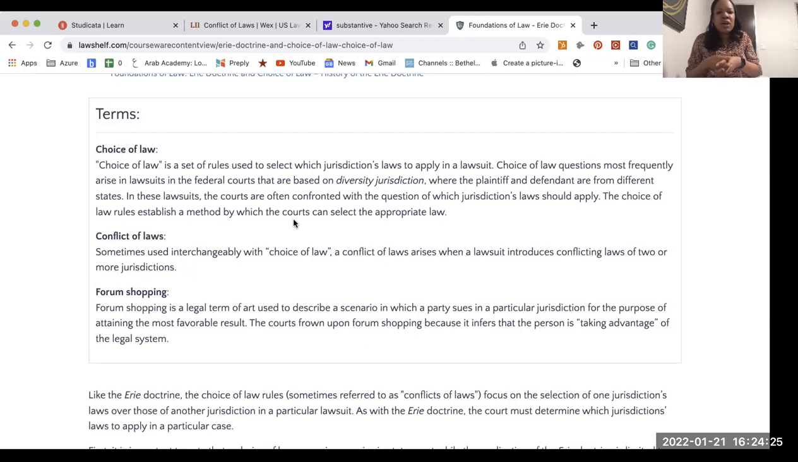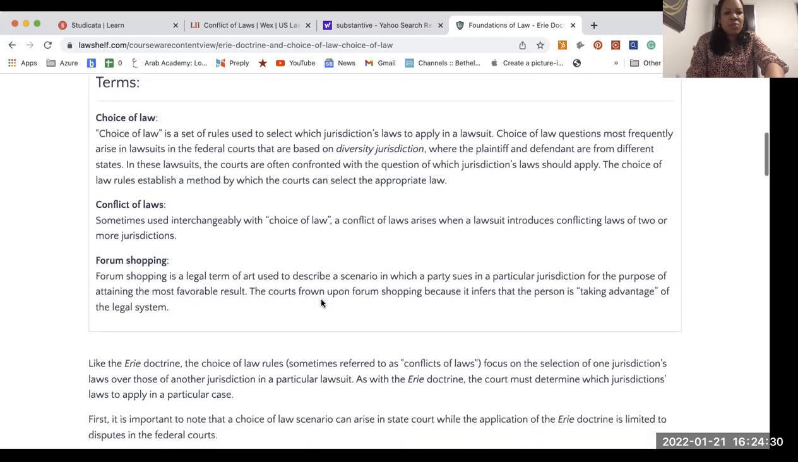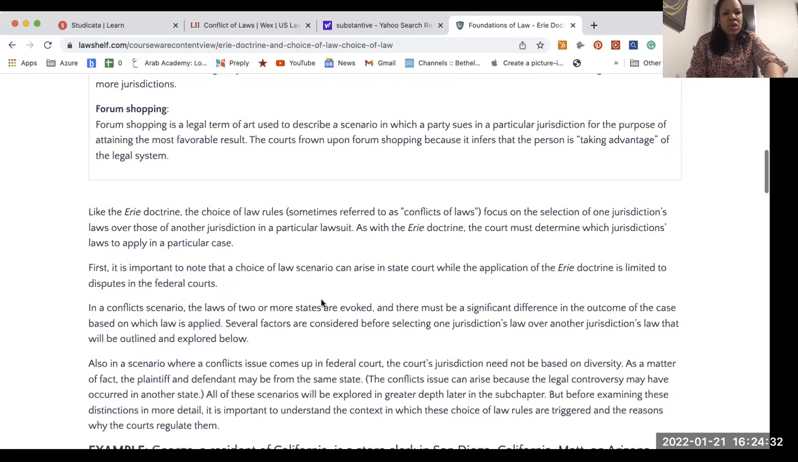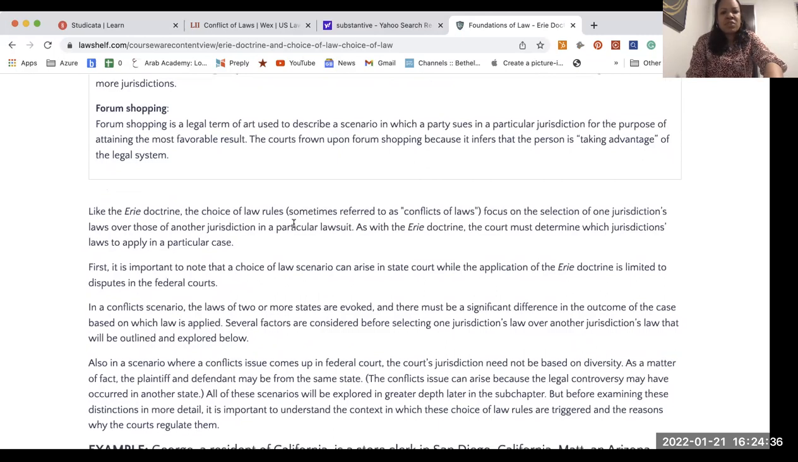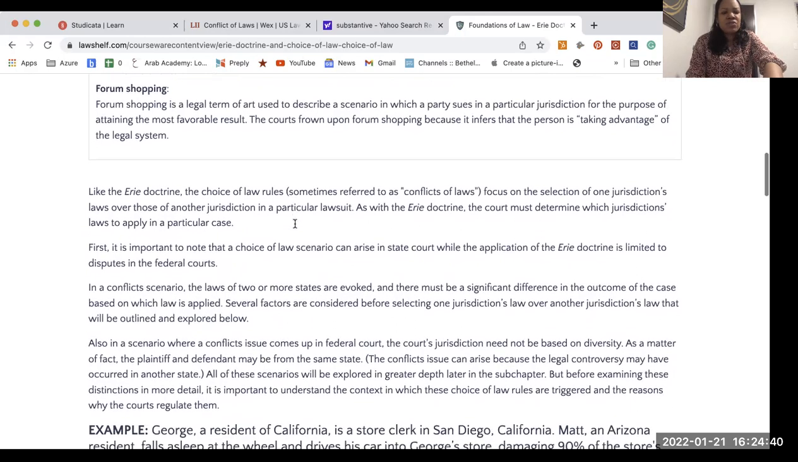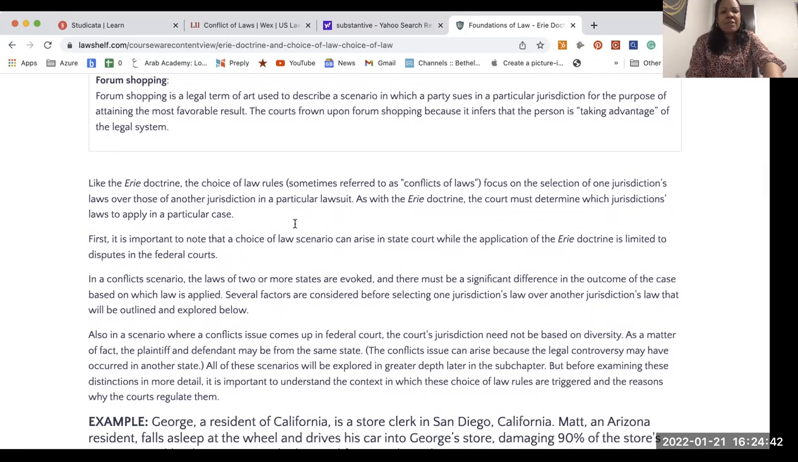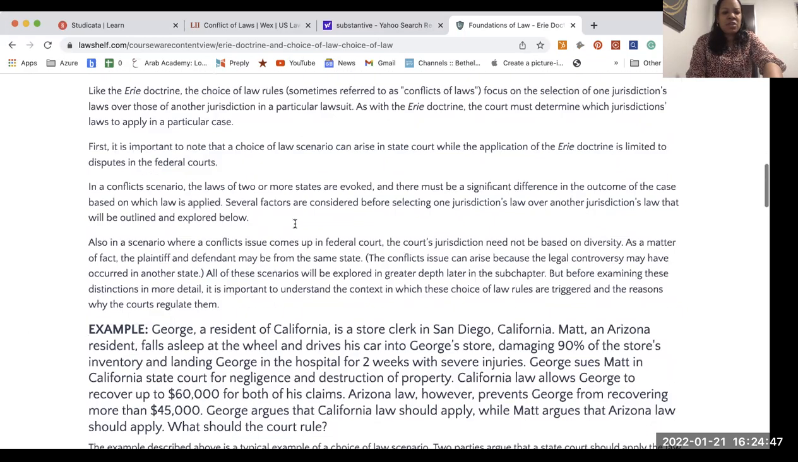All right. So a conflict of law arises when a lawsuit introduces conflict of laws of two or more jurisdictions. Okay. So like the Erie Doctrine, the choice of law rules, sometimes referred to as conflict of laws, focus on the selection of one jurisdiction's laws over another jurisdiction's in a particular lawsuit. As with the Erie Doctrine, the courts must determine which jurisdiction's laws to apply in a particular case.